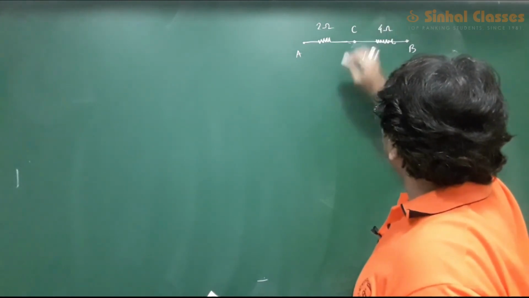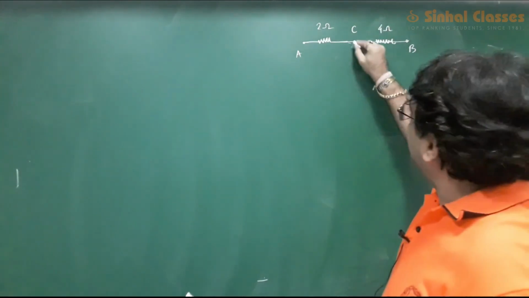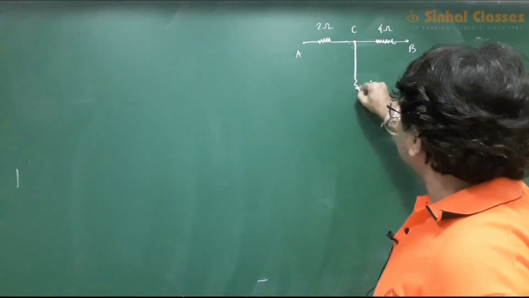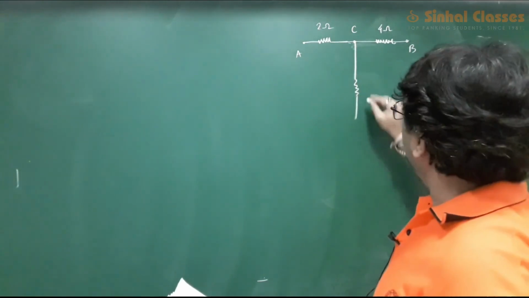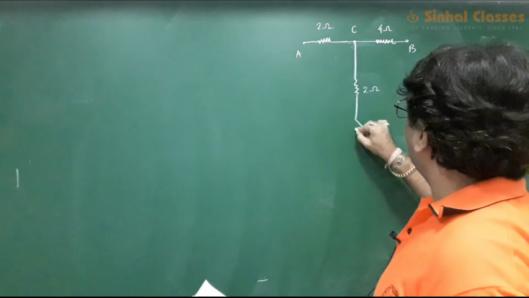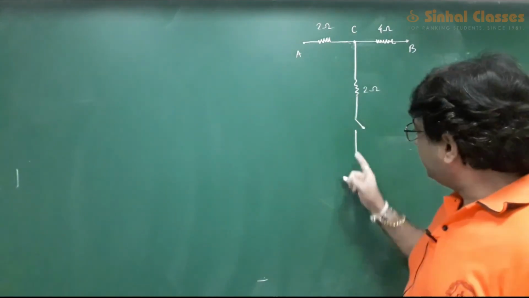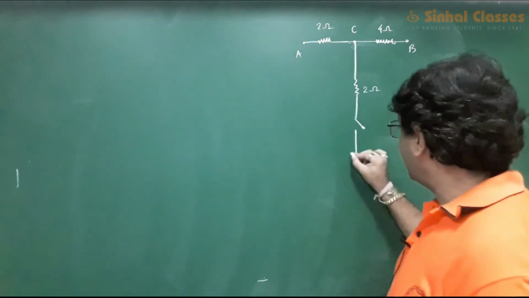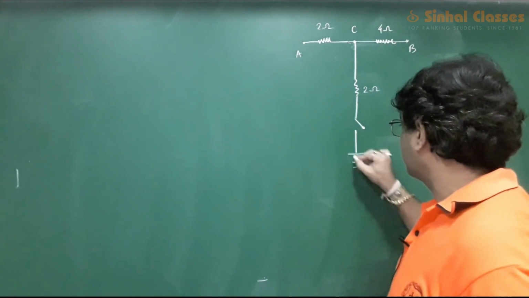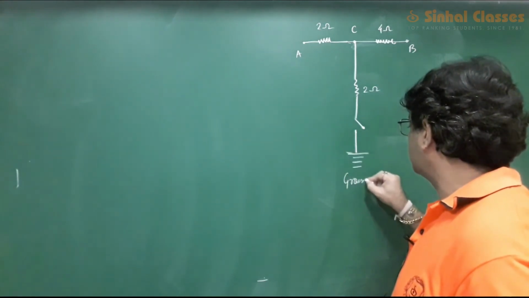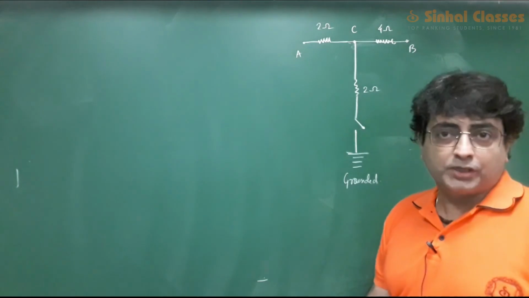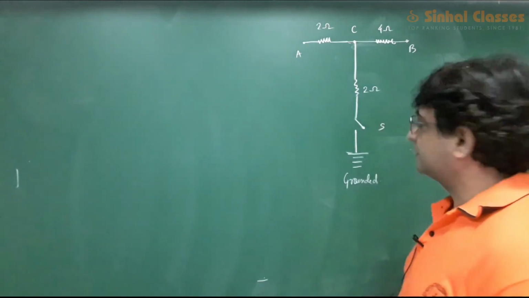Now these two resistors are connected at point C by another resistance of 2 ohms, and a switch. Now look at the other end of the switch, students. The other end of the switch is grounded, which means it's at 0 potential. That's my switch.